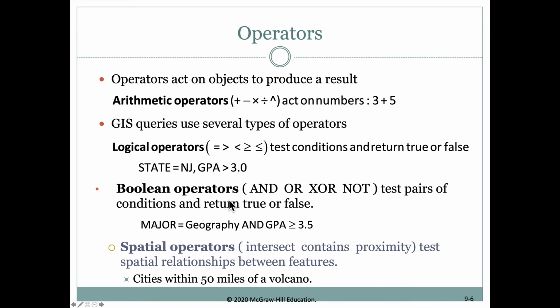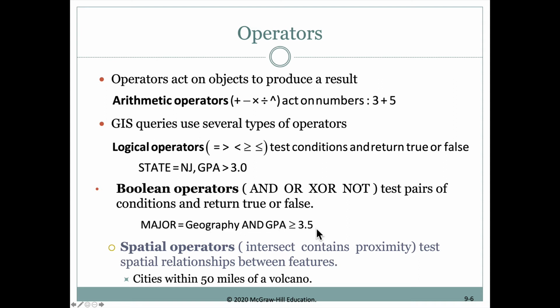The Boolean operators test pairs of conditions and return either a true or a false value. So you could look in an attribute table for the records where major equals geography and the GPA is greater than 3.5. In order for a particular row or record in the attribute table to be selected, both of these things would have to be true. The major of that student would have to be geography, and that student's GPA would have to be over 3.5.